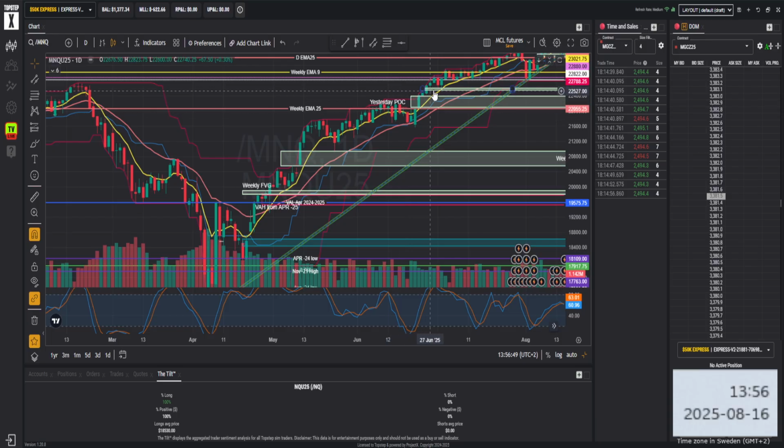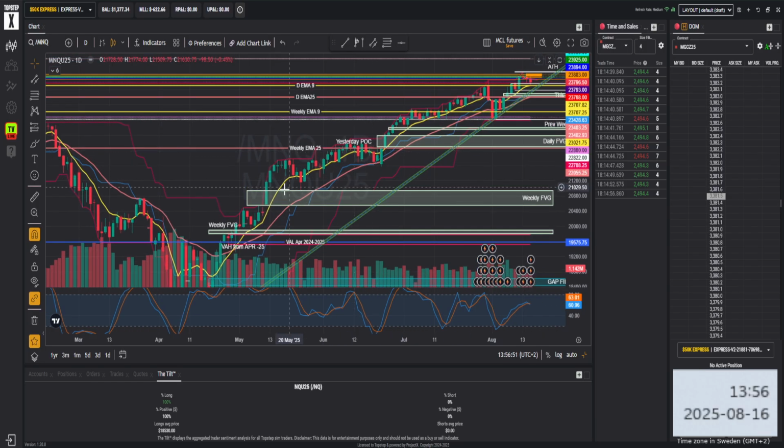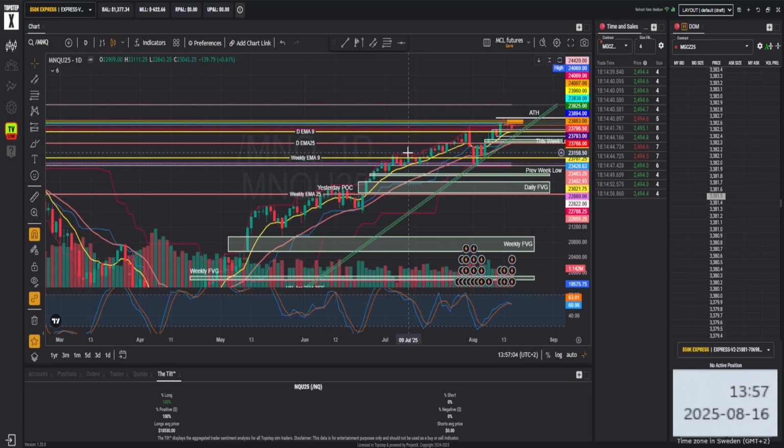So we have been in a very strong rally. Look how nicely the EMA 9 is holding. We came down, touched EMA 25, bounced strongly from that, and then we have kept above the 9 EMA all the way.